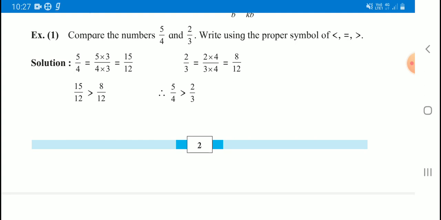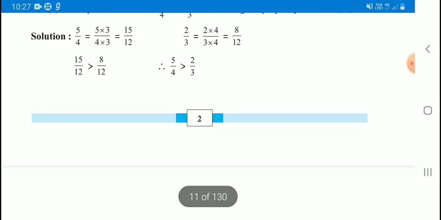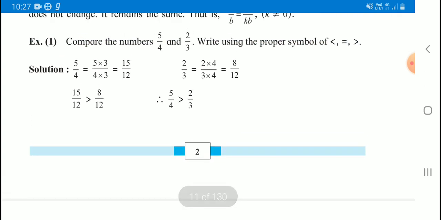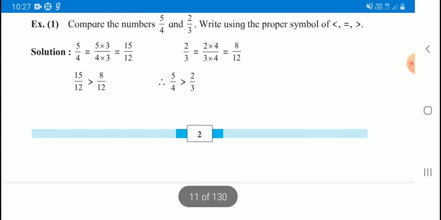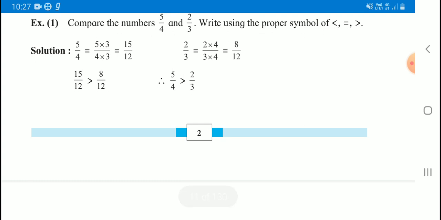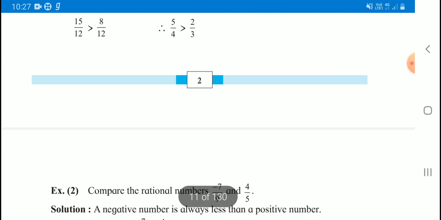Now let us compare the numbers 15 upon 12 and 8 upon 12. When the denominators are equal, you can compare the numerators. So here you can compare 15 and 8. If you see here, then you will get that 15 is greater than 8, or 8 is smaller than 15. Therefore, the fraction 15 upon 12 is greater than 8 upon 12. Therefore, the original fraction 5 upon 4 is greater than 2 upon 3.